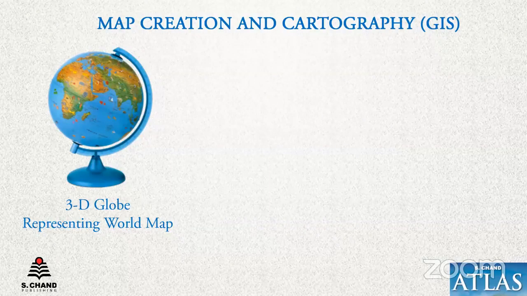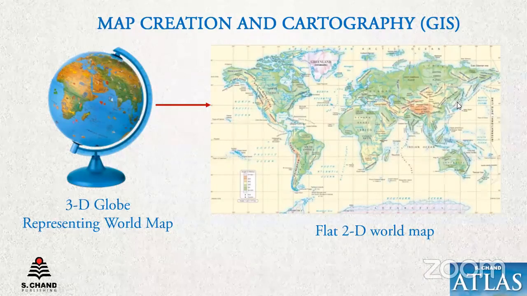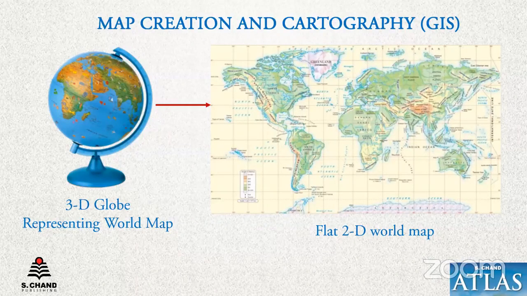So transforming from 3D to a 2D platform is basically like this. The left one is the 3D formation in globe form, and this is a flat 2D, paper-like form. We are just opening a globe in paper form. So this is the world map. There is a process behind the 3D to 2D transformation.